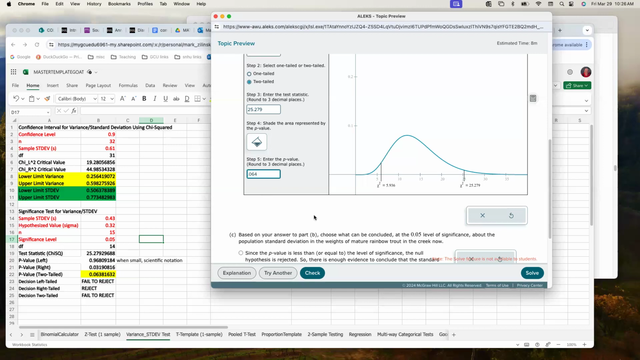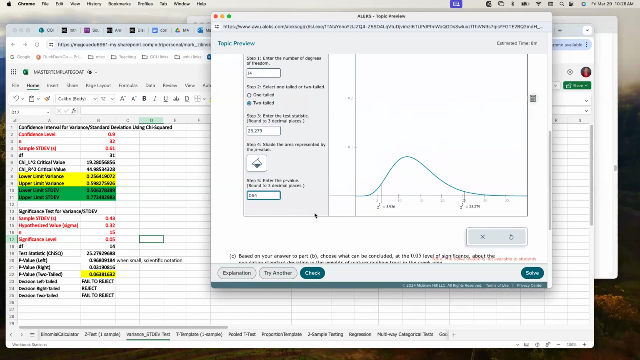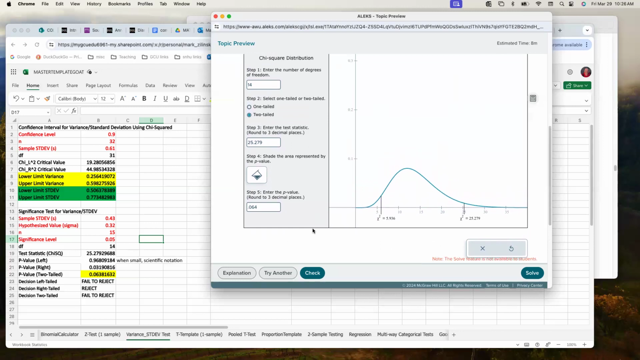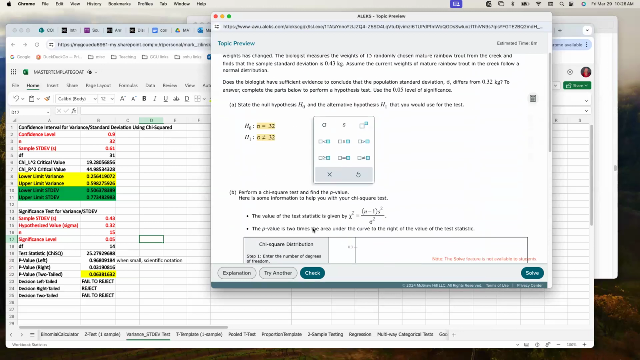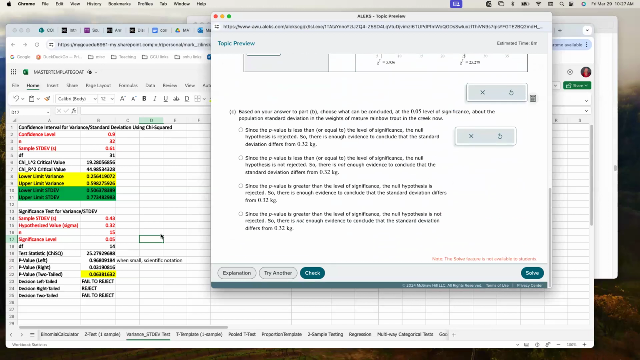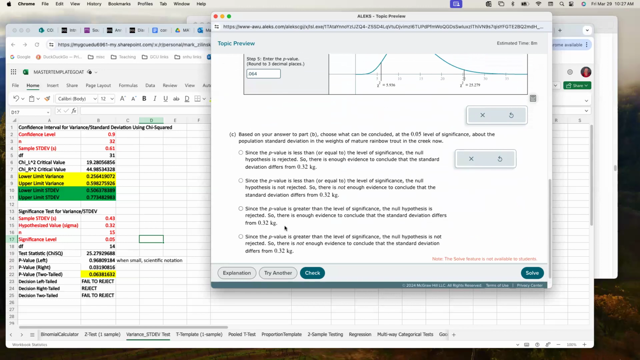0.064, just making sure I rounded correctly. Okay, so there we have that, and our level of significance is higher, right? Or I'm sorry, lower than that. It's 0.05. Let me double check here. Yep. Okay, had that over here too. Could have just looked over there. All right, so we're not going to reject.